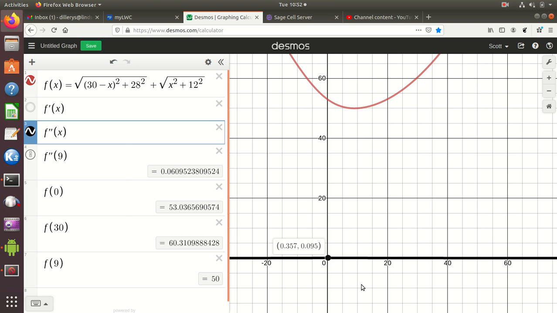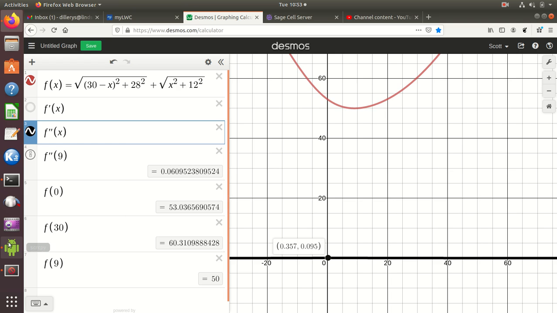Okay, that's greater than 0 by Desmos. Okay, so it's concave up. All right, so concave up means we have our minimum at 9 and 50. Okay, so I use both Desmos and Sage. If the second derivative had been a little nicer looking, I probably would have written that down and mentioned Sage.